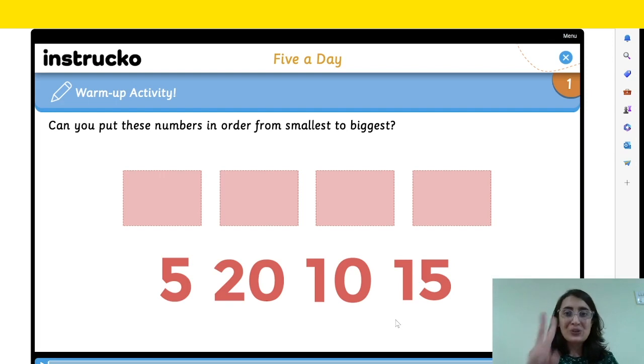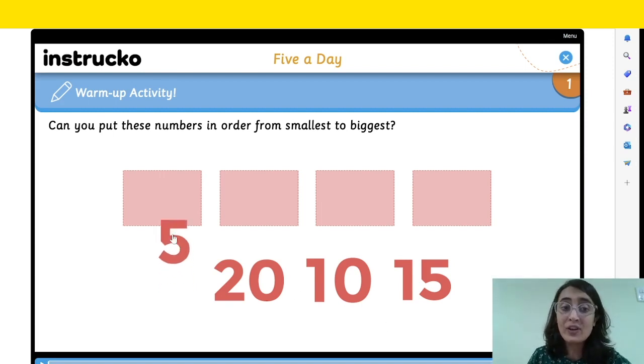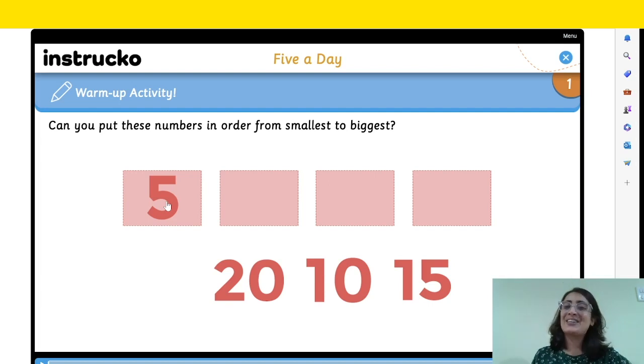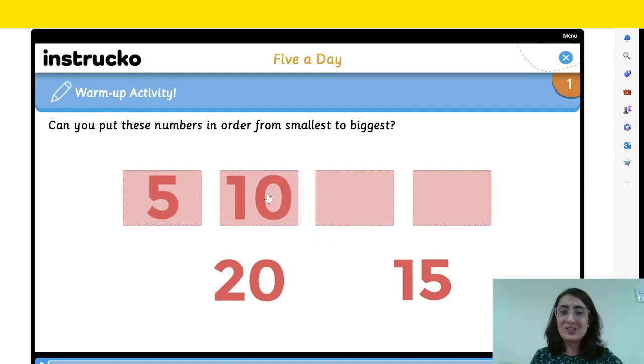1, 2, 3, 4, 5. So which number did we get at first? 5, right. So we will put 5 in the first box. Now let's continue counting. What comes after 5? 6, right. So we'll start counting from 6 now. 6, 7, 8, 9, and 10. So what is the second number that we got? 10. So then we should put 10 in the second box, right?